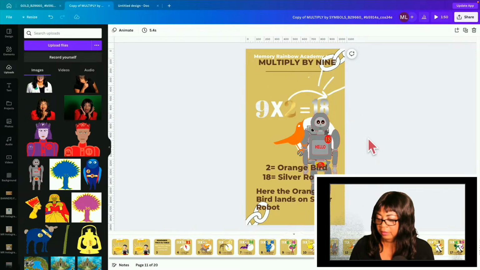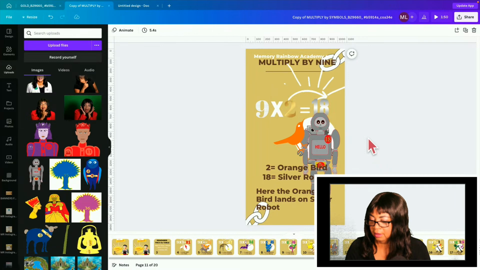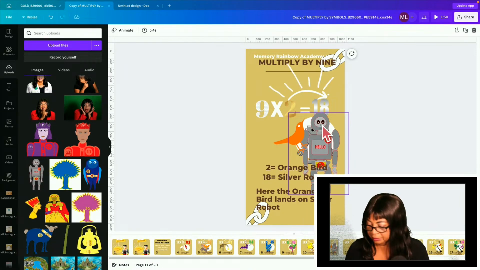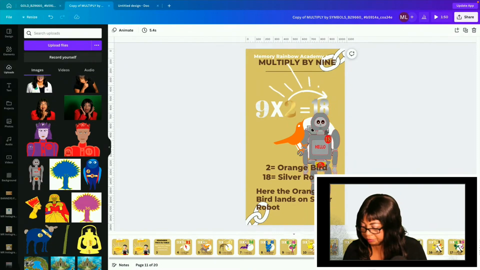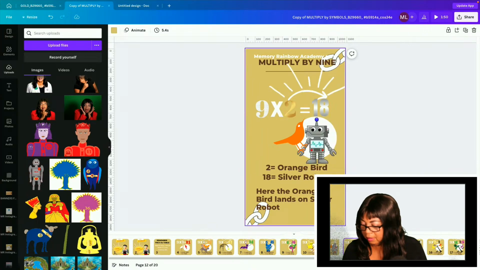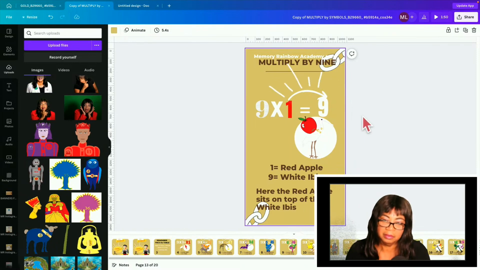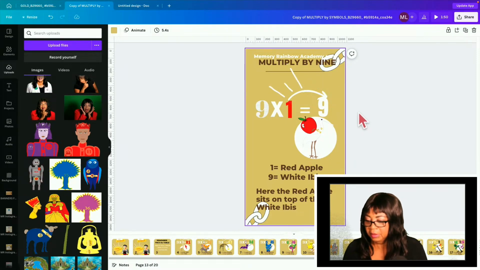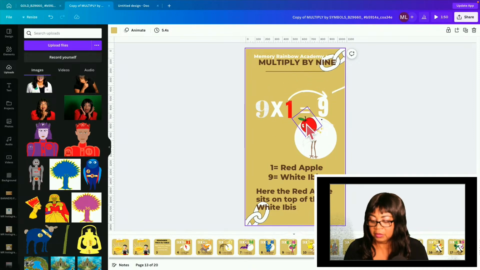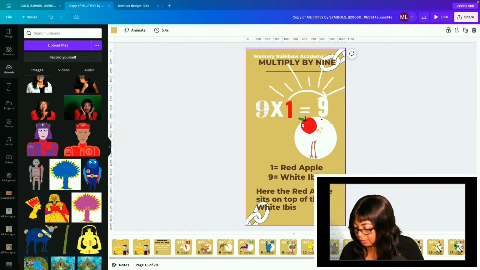So you've got, for 2 times 9, this orange bird sitting on the arm of this silver robot, right? And that gives you that image. And for 9 times 1, which is very easy, 9 times 1 is 9, of course. But just for completeness' sake, I have number 1 is the red apple, which goes along with A, right? And it's on top of the white ibis, so you end up with 9.